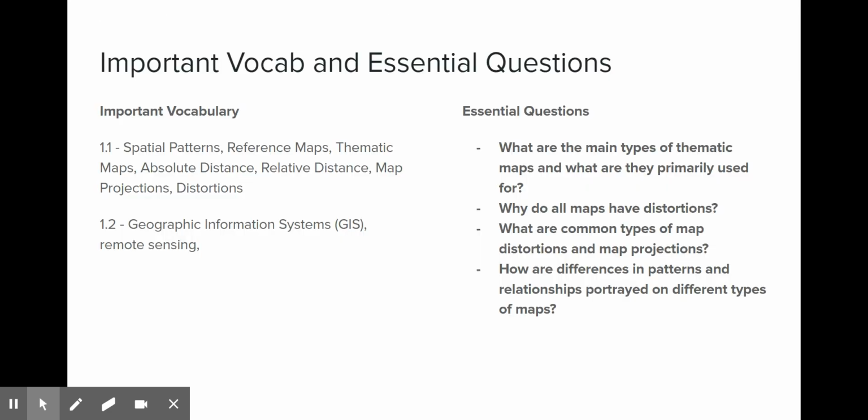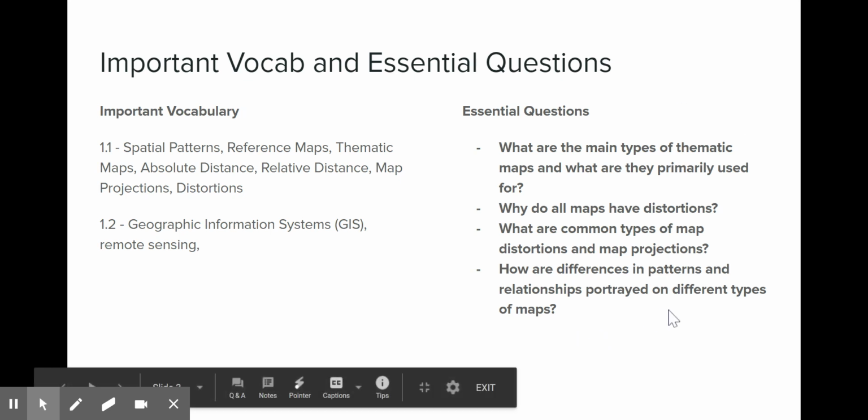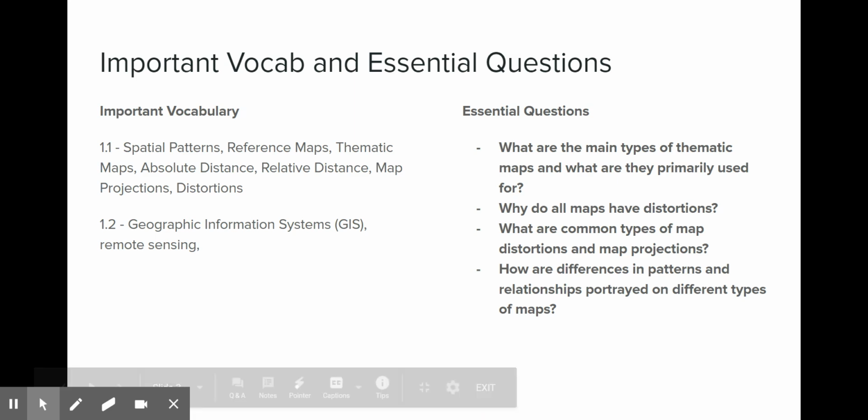So some of the key terms that we are going to talk about over the course of the next week, but specifically today, are patterns, reference maps, thematic maps, absolute distance, absolute location, map projections, and distortions. And then for 1.2, GIS, so geographic information systems, and the process of remote sensing. So the ones that we're going to key in on today are basically going to be on the last bullet point that you see here. How are differences in patterns and relationships portrayed on different types of maps?